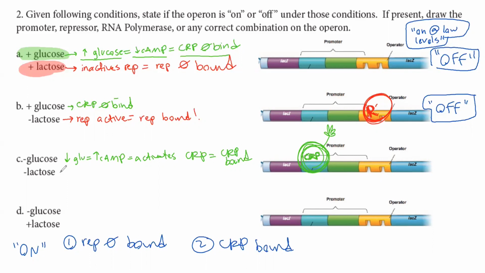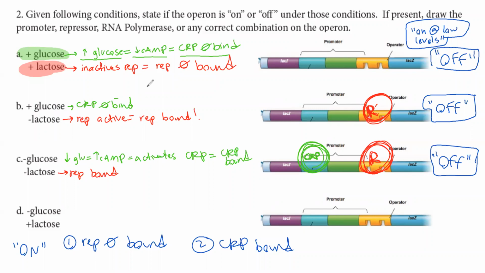Just think about the lactose, just like the one before. If we don't have lactose, the repressor is active, which means that the repressor is bound. So the repressor would be right here. So this is a situation where, okay, maybe we do have CRP calling over RNA polymerase, but it doesn't matter because the repressor is blocking everything anyways. So in this situation, the lac operon would still be off.